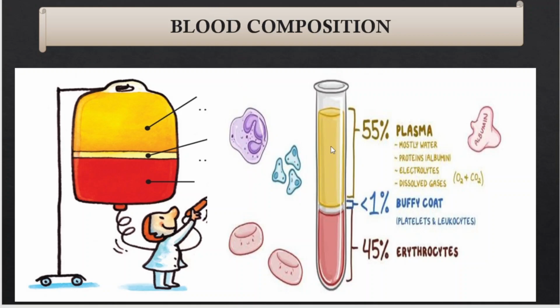When we see the composition of blood, it has mainly plasma, which contains the water content that provides it fluidity. It also contains some amount of protein and electrolytes, which are important for cell functioning, whereas in very small amounts it also contains some dissolved gases. Less than 1% it contains platelets and leukocytes, which are responsible for the defense mechanism of our body, but majorly it contains erythrocytes, which are also known as RBCs. So this is the basic composition of our blood.